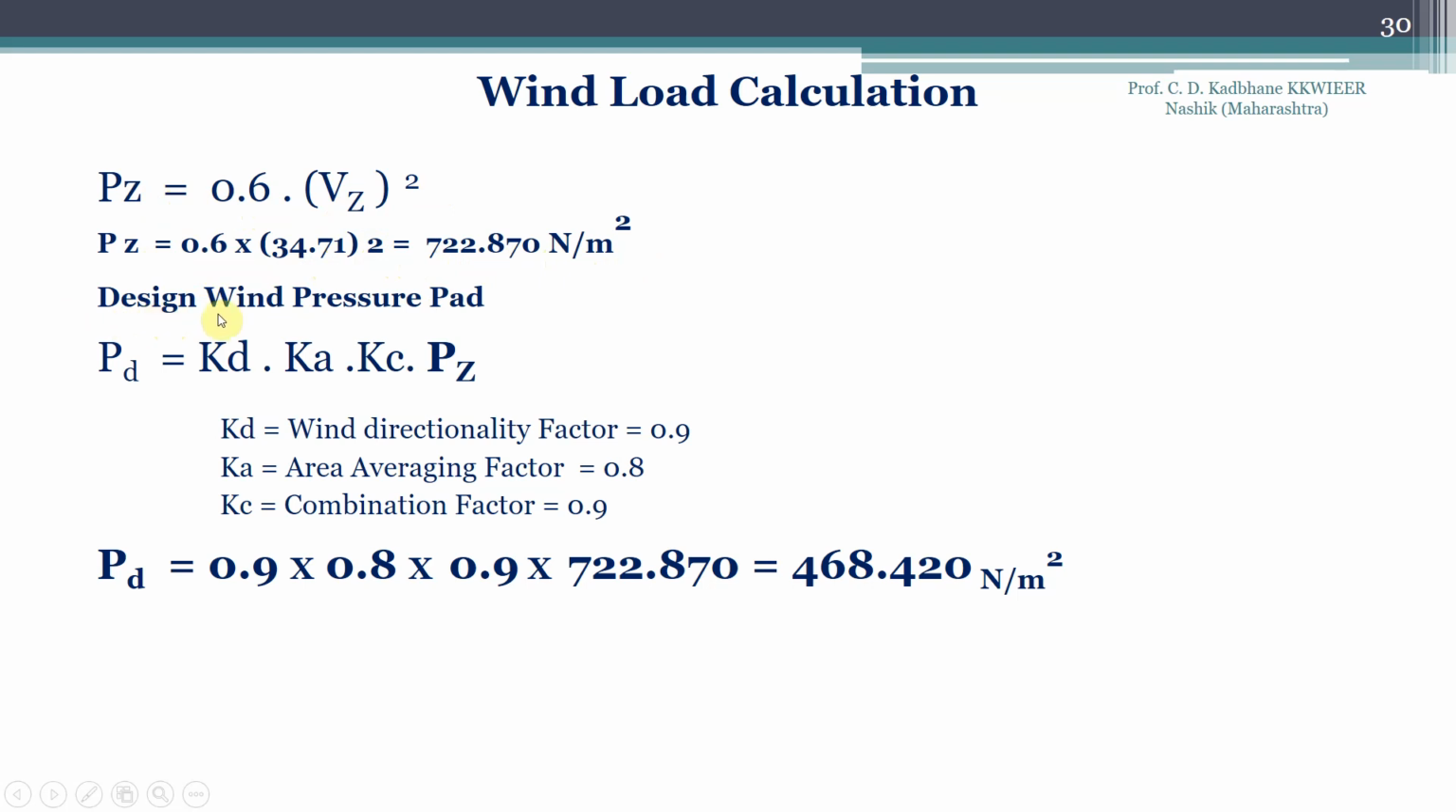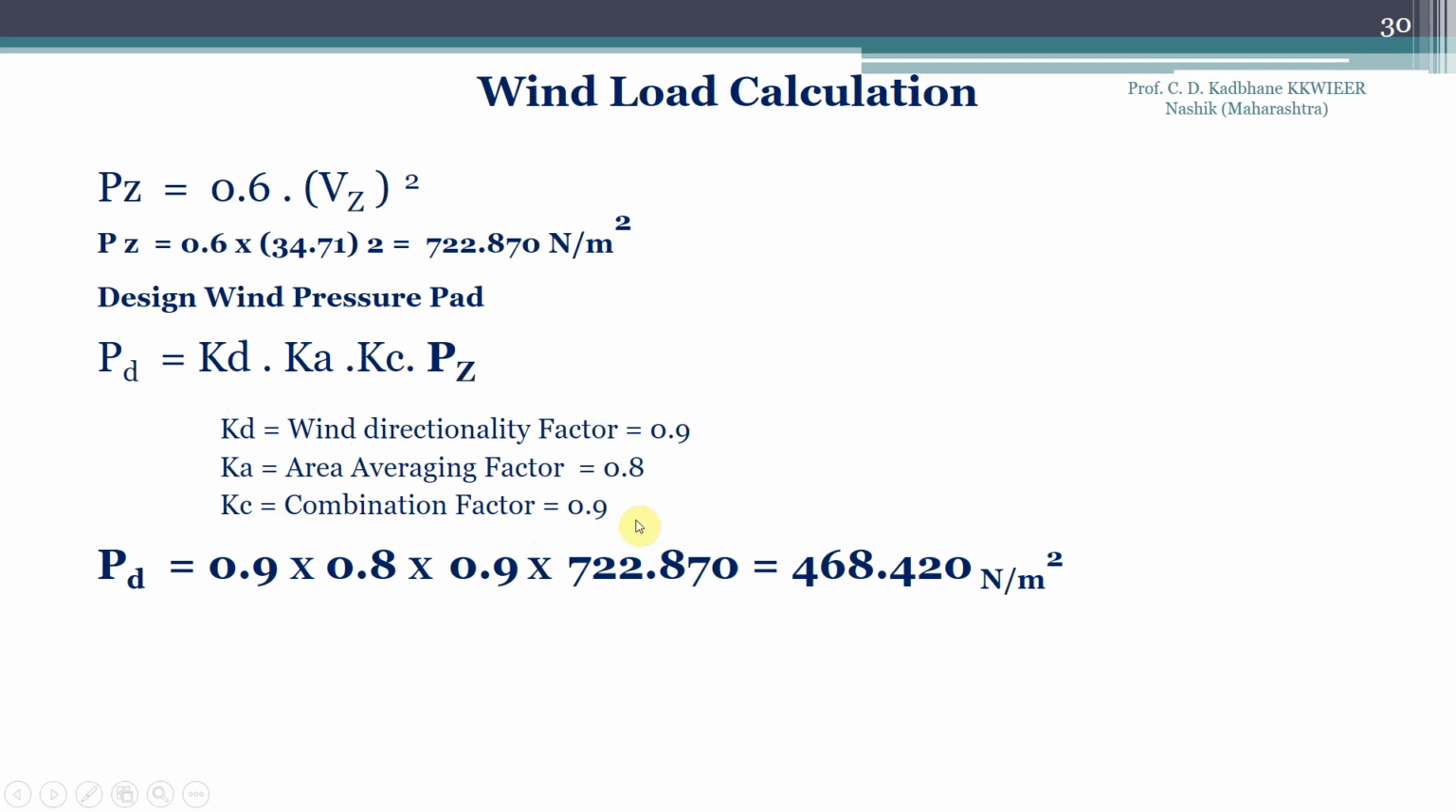Now let us find out the design wind pressure, that is Pd equal to Kd into Ka into Kc into Pz. So Kd, the wind directionality factor, is equal to 0.9, Ka the area averaging factor is 0.8, and Kc the combination factor is 0.9.